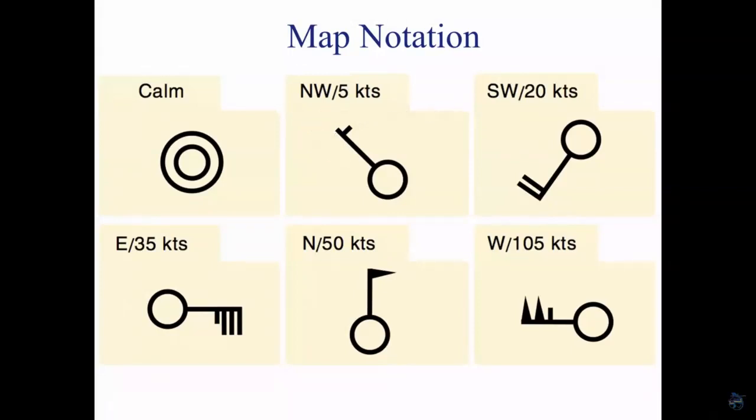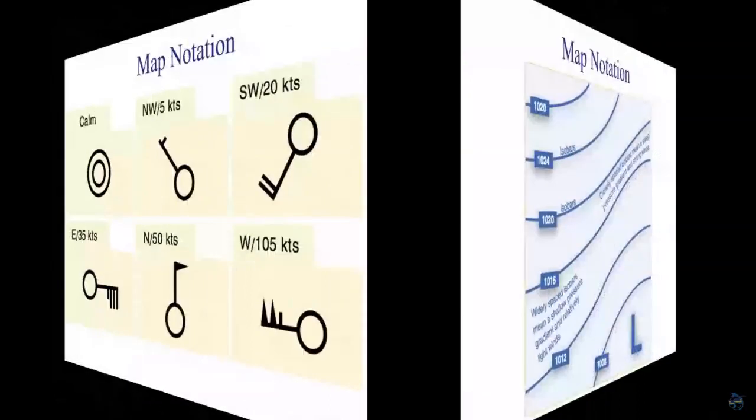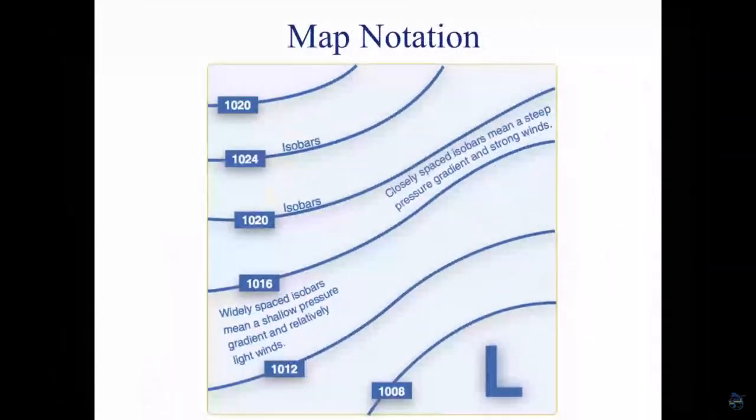The speed of the wind is depicted by barbs or pennants placed on the wind line. Each barb represents a speed of 10 knots, while half a barb is equal to 5 knots, and a pennant is equal to 50 knots. The pressure for each station is recorded on the weather chart and is shown in millibars. Isobars are lines drawn on the chart to depict areas of equal pressure.